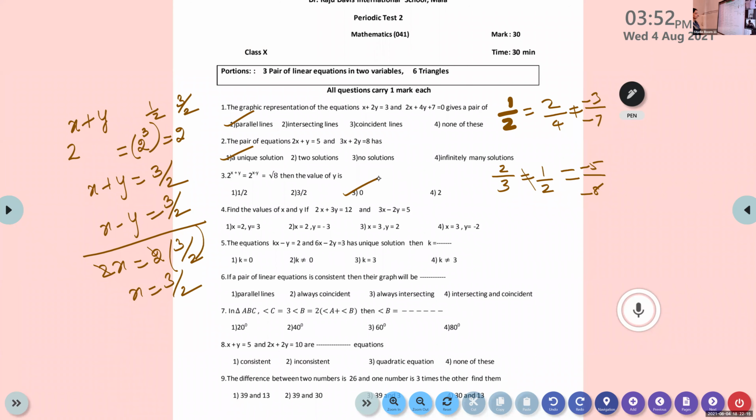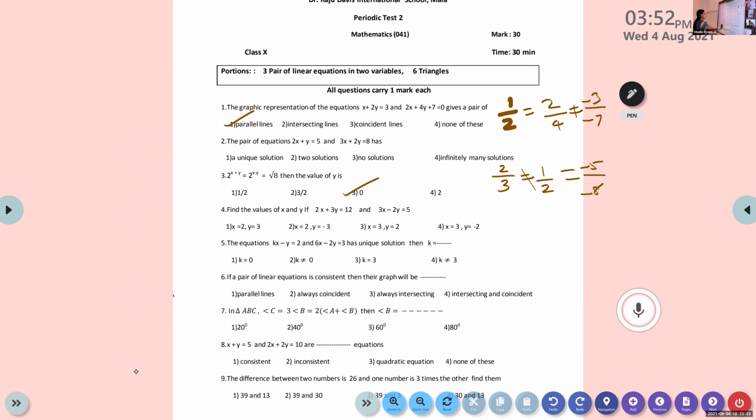Next one, find the values of x and y if. That one also direct question, isn't it? Find the values of x and y. So if you solve it, 2x plus 3y is equal to 12, 3x minus 2y is equal to 5. What is the answer? We can solve it by any method. What is the answer you got? x is 3 and y is 2. Is it correct? Yes, ma'am.